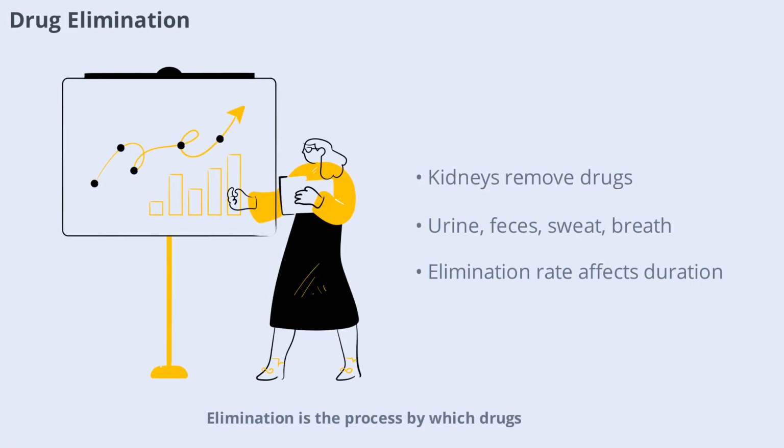Elimination is the process by which drugs and their byproducts are removed from the body, mainly through the kidneys and urine, but also via feces, sweat, or breath. The rate of elimination affects how long a drug stays active in the system. Some drugs are cleared quickly, requiring frequent dosing, while others linger longer. Proper elimination is essential to prevent accumulation and potential toxicity.